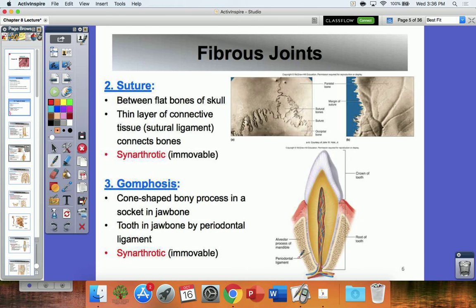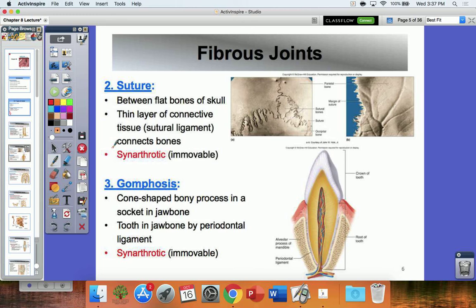Another type of fibrous joint is a suture, and this is the one that we are probably the most familiar with in the fibrous joints. This is the one that's synarthrotic, which means that it does not move at all. And we also know that our sutures are those that are in the skull. For instance, we have the parietal suture, we have the coronal suture, we have the sagittal suture that separates the parietal bones, and those are going to be all the sutures of the skull.